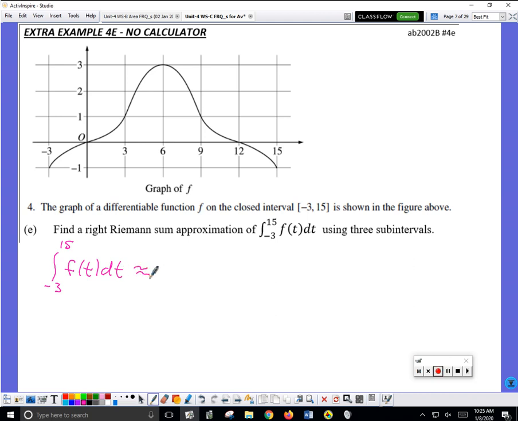Okay, so I'm trying to find the value of that integral. Well, I'm supposed to find this integral using a right Riemann sum using 3 subintervals. So from -3 to 3 would be 1 subinterval, 3 to 9, and then 9 to 15. In this case, they were a little vague. They didn't say 3 equal, but they really should have.